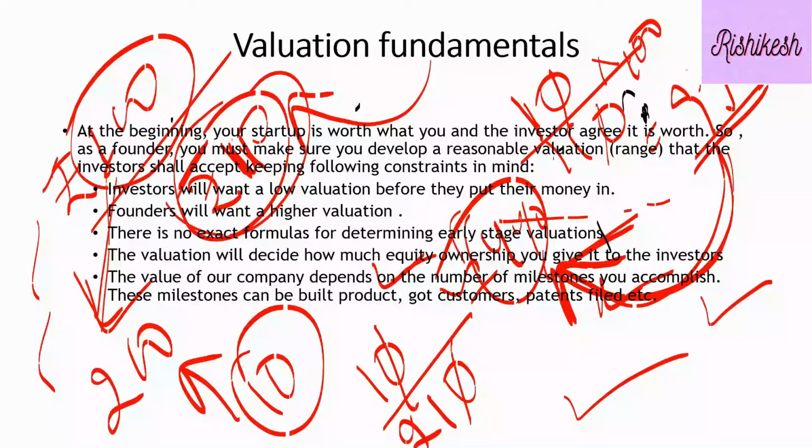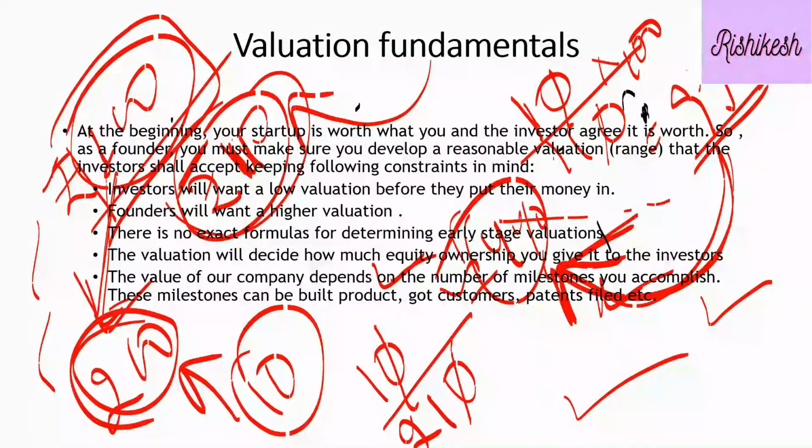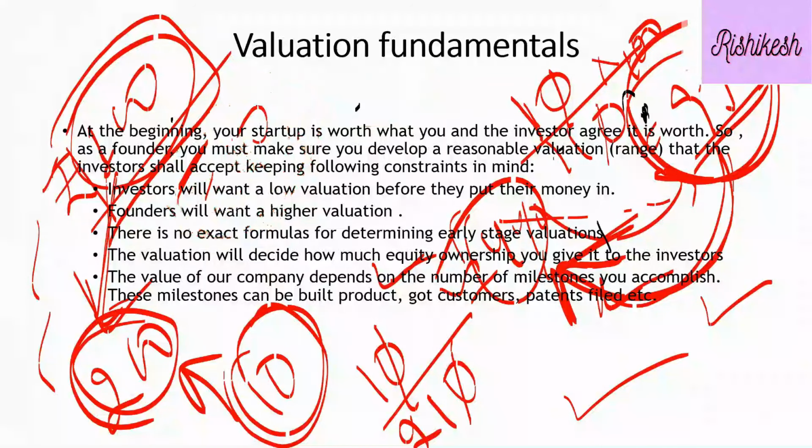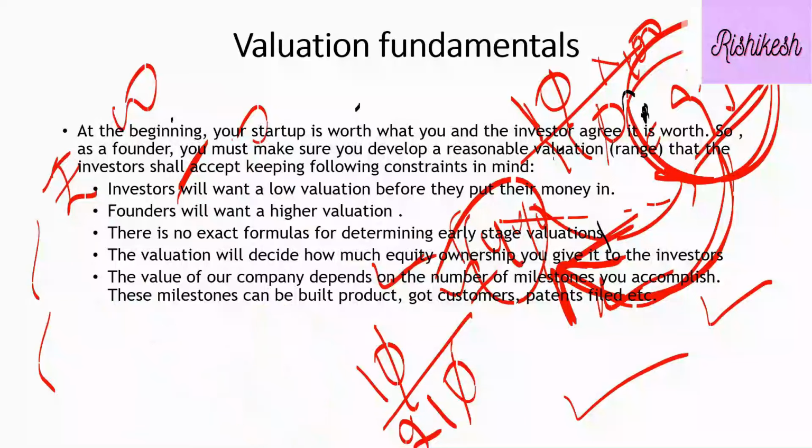So the investor will always want the valuation that you have decided for the startup, also known as the pre-money valuation, to be less. Pre-money valuation means the valuation you have decided before the investor invests the money. So the investor will always fight with you to keep this amount less, so that by investing a particular amount of money, he or she ends up getting more stake, rather than a smaller stake. This is why it is said that investors will always want a low valuation.